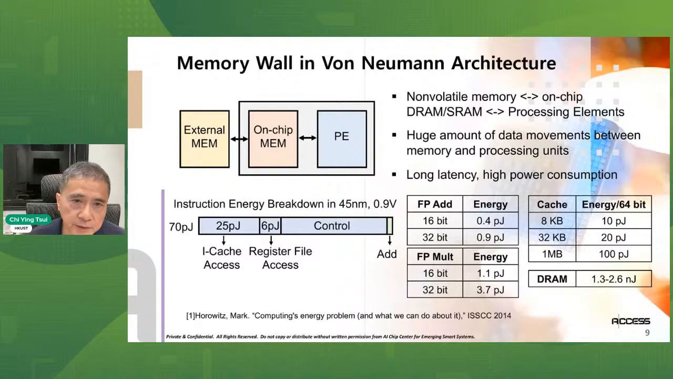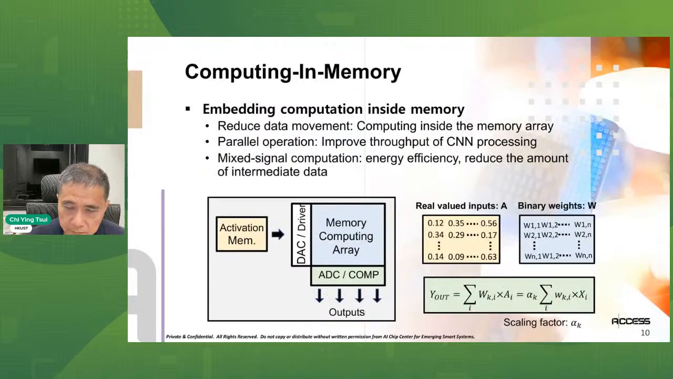In order to solve this memory wall issue, in these few years, one of the hottest proposals is to do computing inside the memory. That means embedding the computations into the memory. So we have the memory computing array, where inside the memory array you embed some computing capability, especially the multiply and accumulate operations for the CNN. With that, we can do parallel operations inside the memory without moving the data from memory to the processing elements, so we can save the energy of data movement.